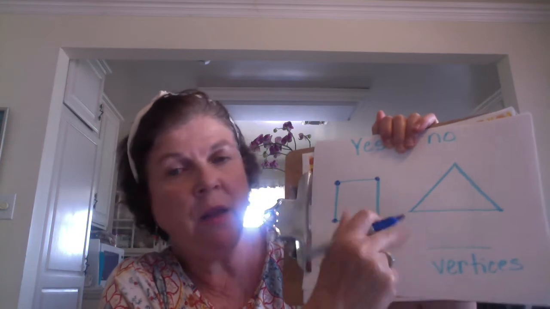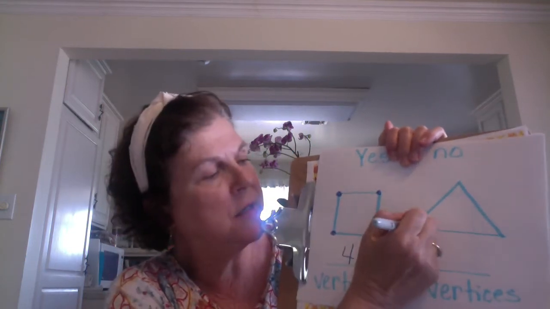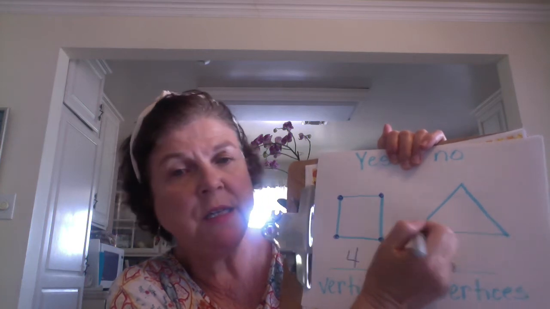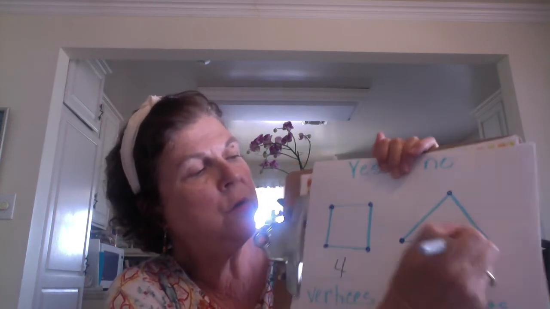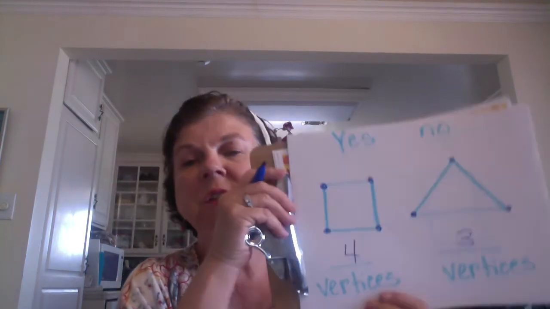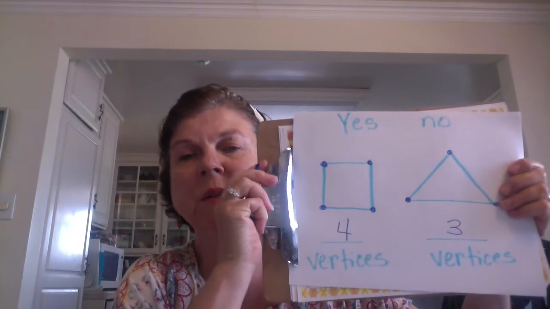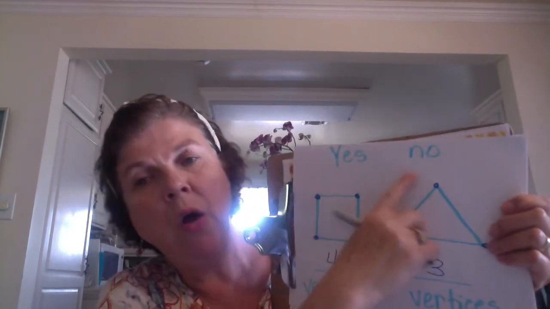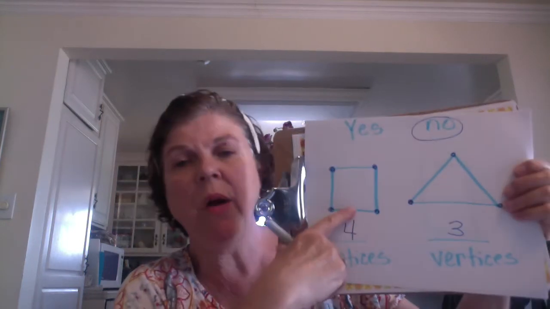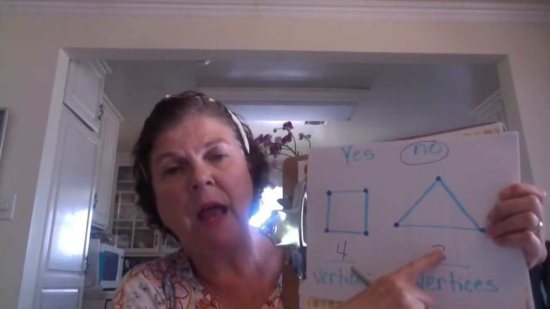This is a triangle. A triangle, let's mark each vertex, or the vertices. 1, 2, 3. It has 3. So the question is, do they have the same number of vertices or not? Yes or no? I would circle no, because the square has 4, the triangle has 3. Okay, we're going to look at another example.